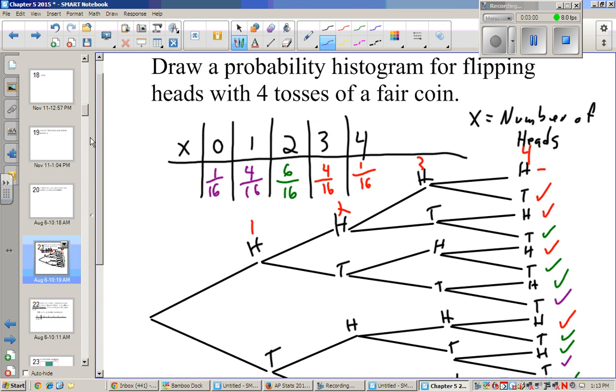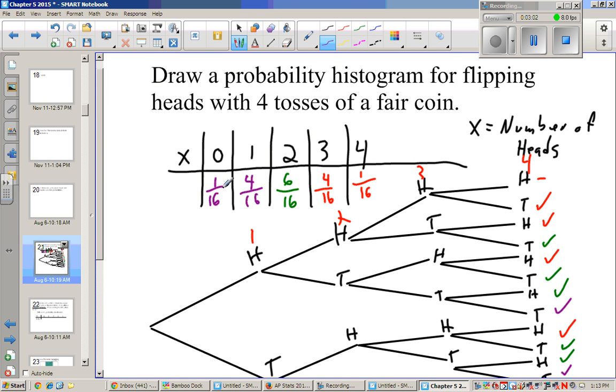And now I'm nervous because I have no idea if I did this right. Let's add these up and see if I got 16 out of 16. So 5, 11, 15, 16. All right. Now I feel better. I got that right. So now that I have that, now I want to draw the probability histogram.